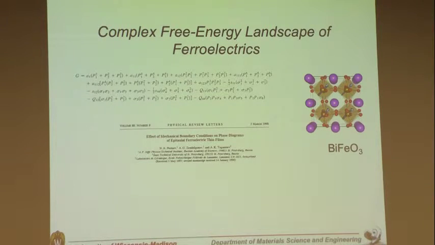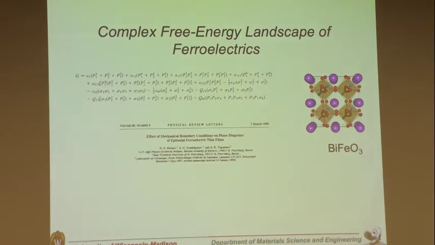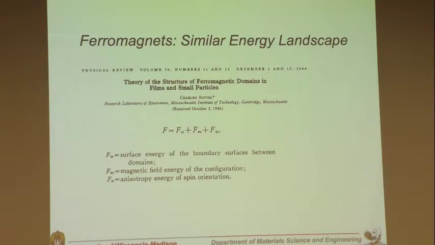Okay, ferromagnets, I won't say much about magnetic materials, but if you're a magnetic materials person, you can think about the same thing. This is a paper from 1998. This is a paper from 1946 by Charles Cattell. And it's how you predict what domains you find in magnetic materials. And it's the same model, okay?